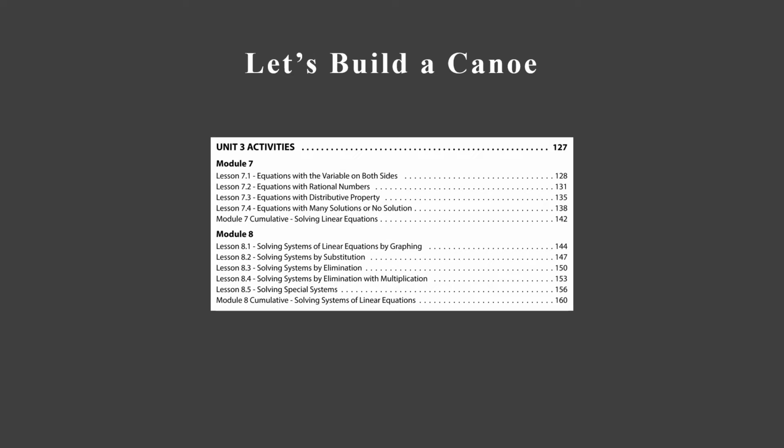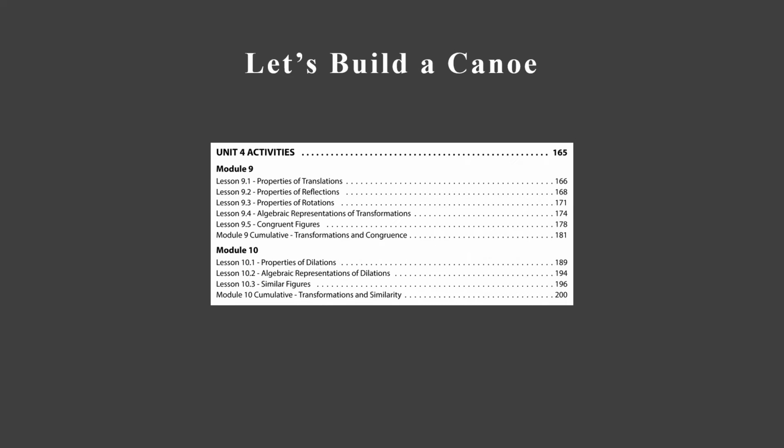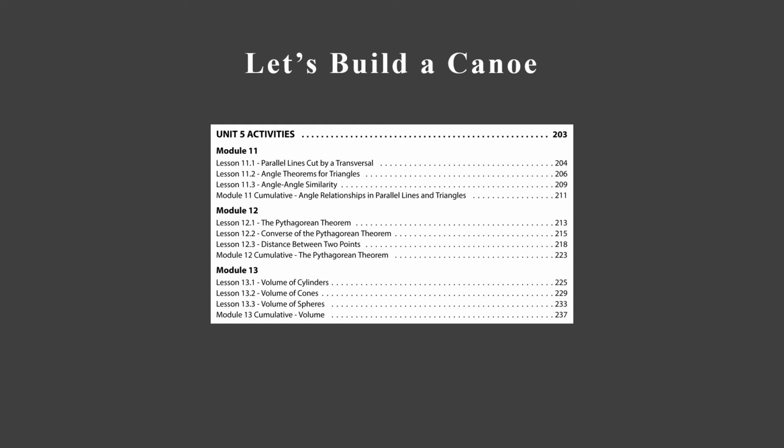Unit 3 focuses on solving linear equations in Module 7 and solving systems of linear equations in Module 8. Unit 4 is on transformational geometry. Here we have Module 9 on transformations and congruence and Module 10 on transformations and similarity. Modules 11, 12, and 13 make up Unit 5. Module 11 covers angle relationships in parallel lines and triangles. Module 12, the Pythagorean theorem, and Module 13, volume.